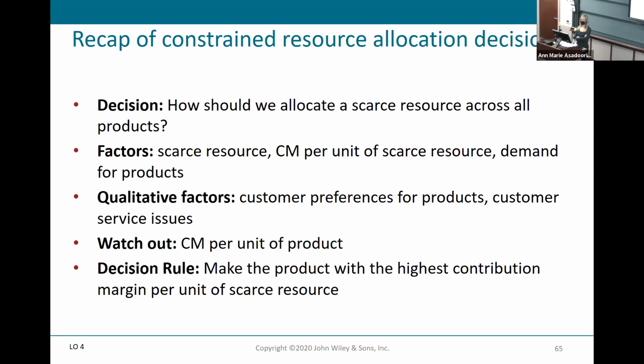Watch out for the contribution margin per unit. I know that you are focused on that from exam 1. Just remember, it's not about that when you have a constraint. You need to make the most of that constrained resource. And then you're going to make the product with the highest contribution margin of the scarce or constrained resource. And that is the template that I put up for you. So a reminder that you're not looking at contribution margin per unit, but at the contribution margin of the constrained resource.